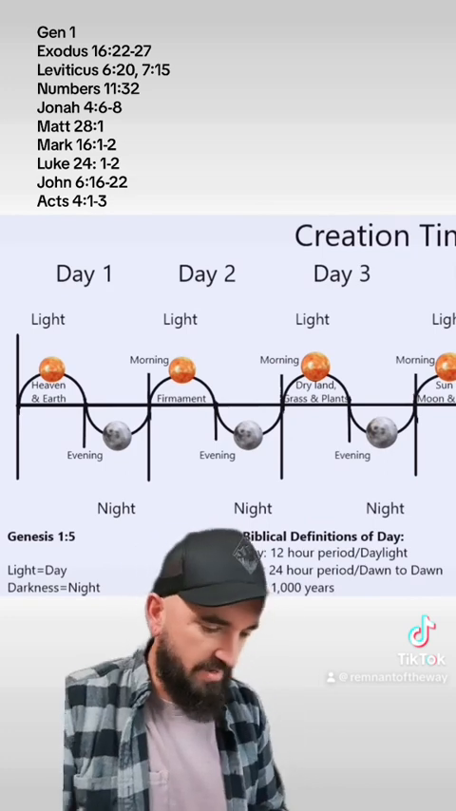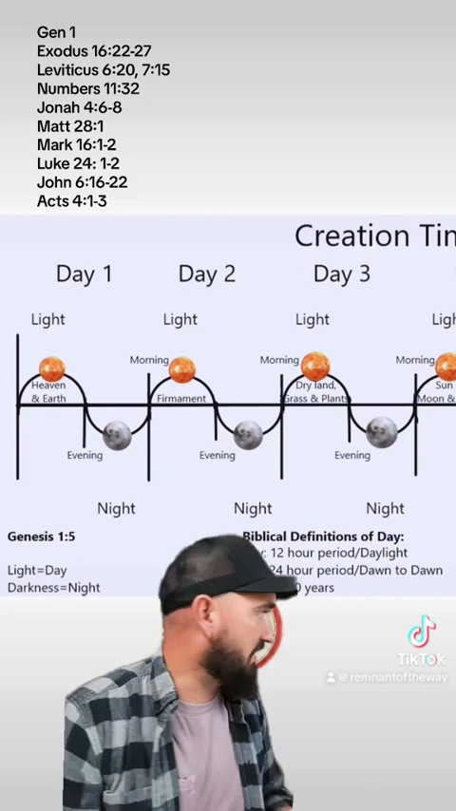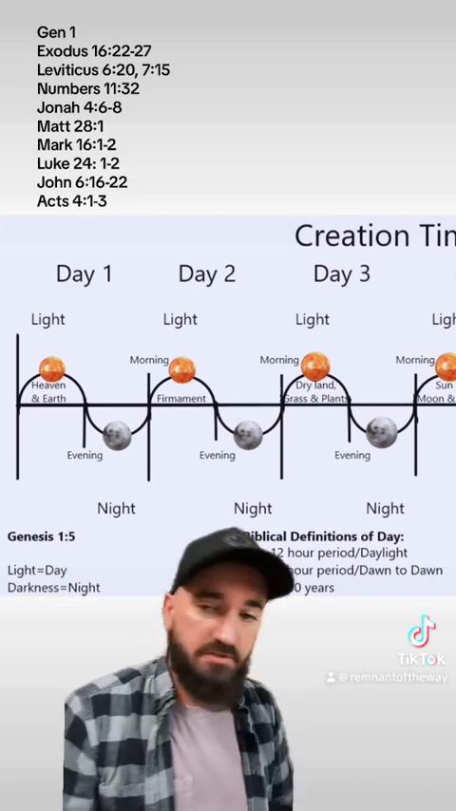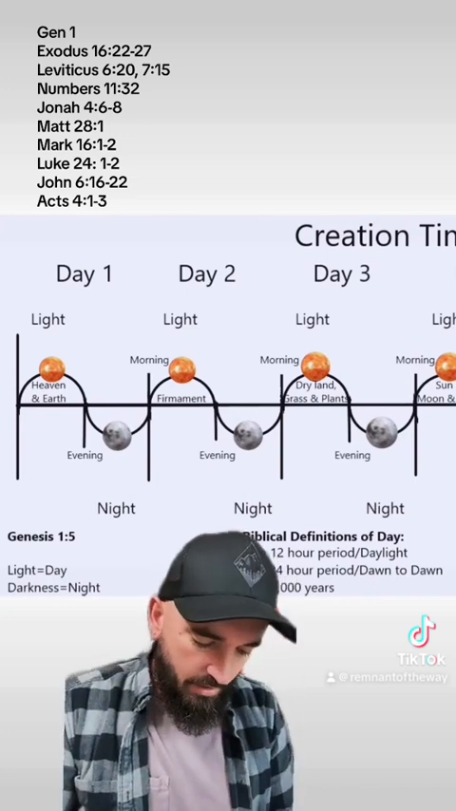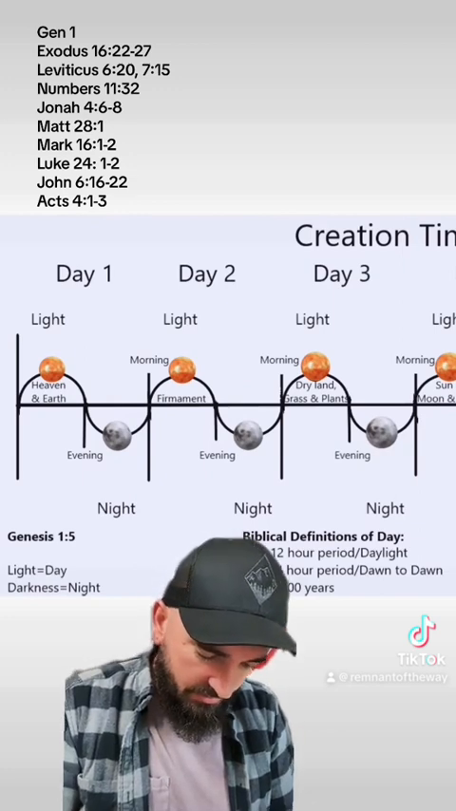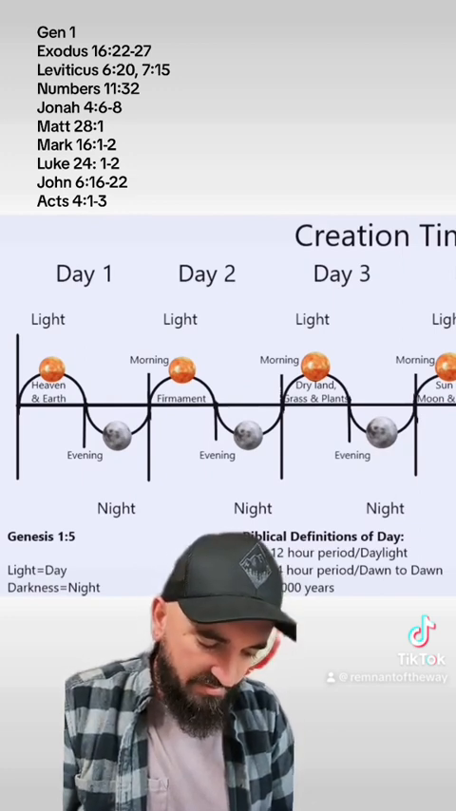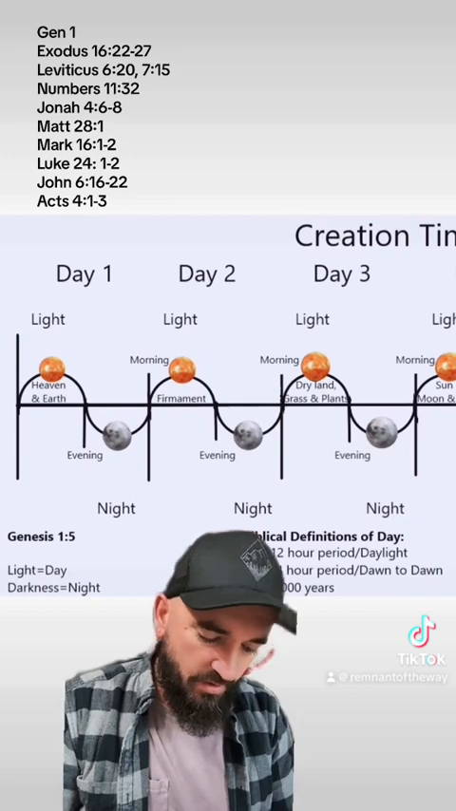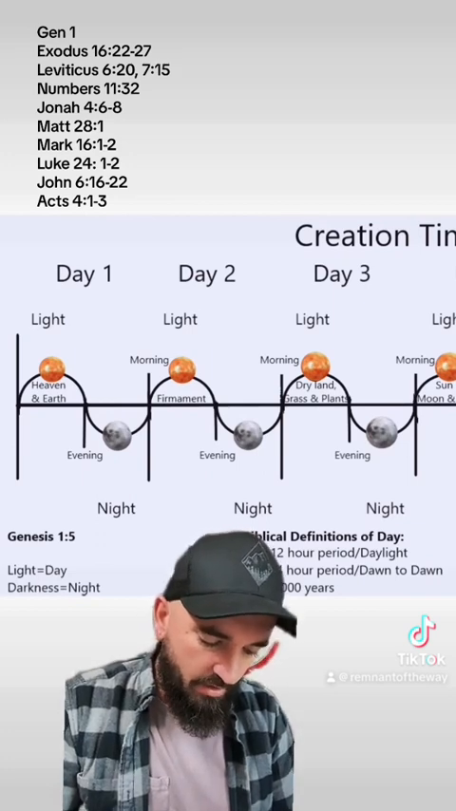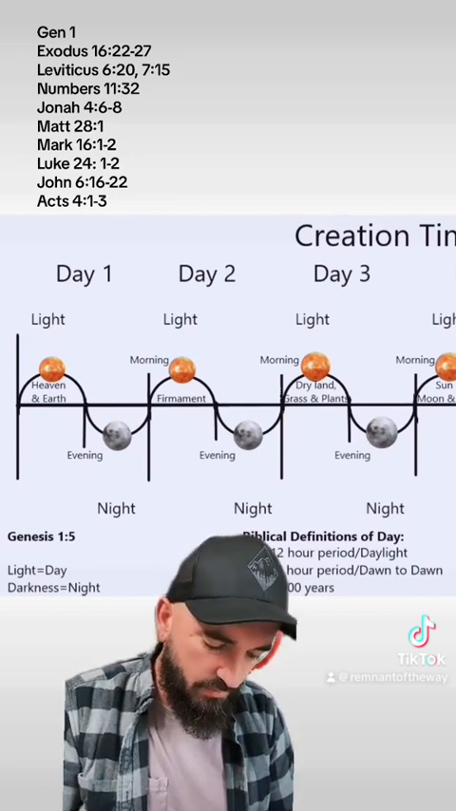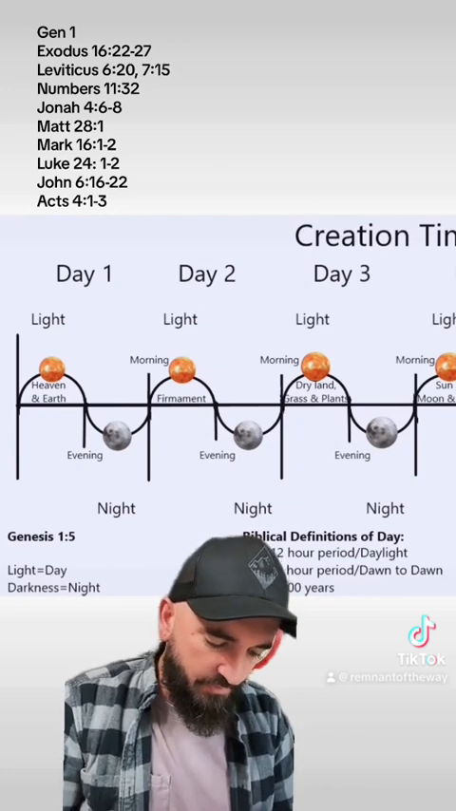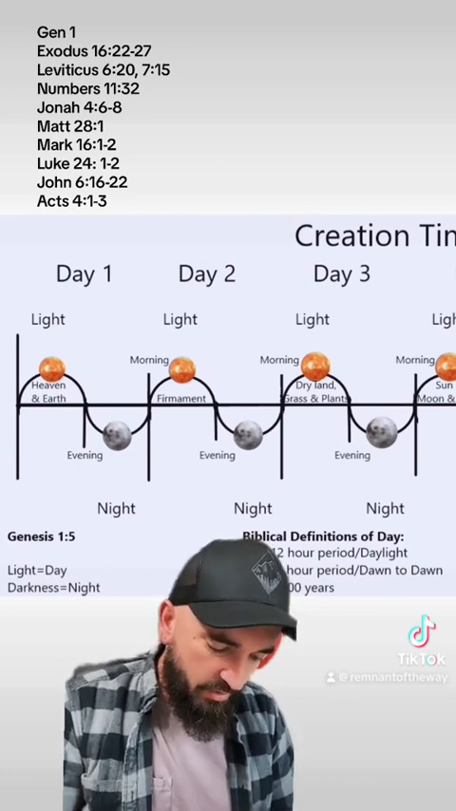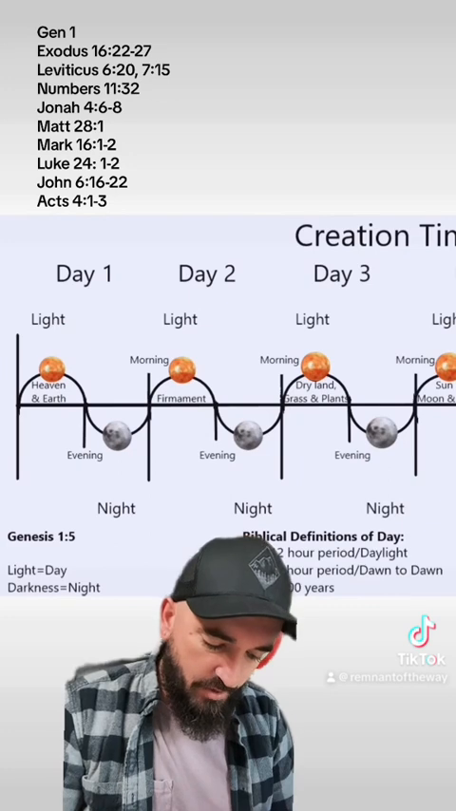So here I want to read Exodus chapter 16, and it's going to be verses 22 to 27. So here it goes. And it came to be on the sixth day that they gathered twice as much bread, 2 omers for each one. And all the rulers of the congregation came and told Moshe. And he said to them, "This is what Yahweh has said. Tomorrow is a rest, a Sabbath, set apart to Yahweh.